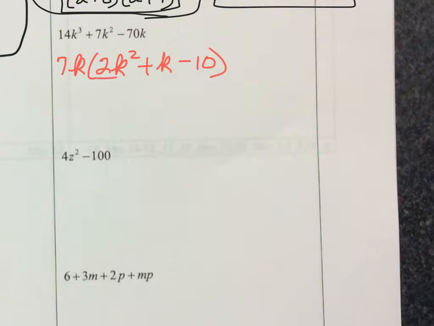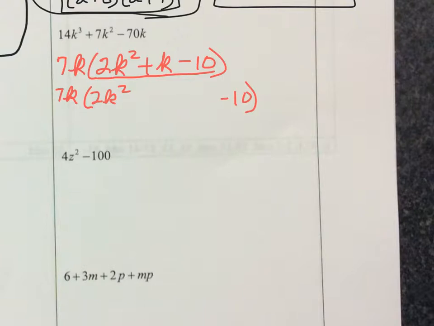Alright, and then we got to try to factor this stuff. Now, it doesn't have a 1 on the squared term, so the shortcut's not a possibility here. So we're going to have to do it the long way. So what we're going to do on the next step is we're going to bring our 7k down. We're going to leave 2k squared alone. We're going to leave negative 10 alone. We're going to try to rewrite that k so that we can get 4 terms.